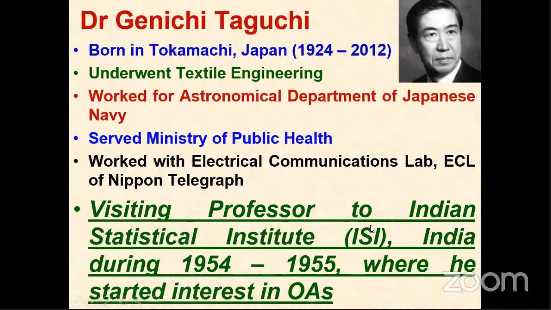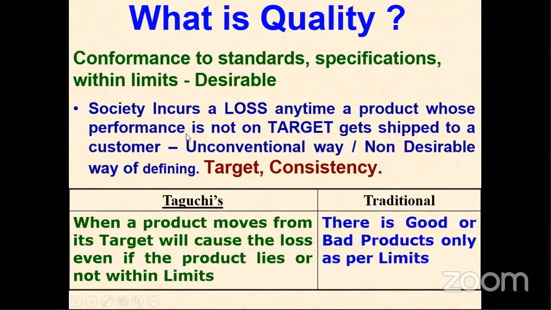He absorbed it, sent it to Japan and the US, and started spreading it. This OA was his crux. OA is orthogonal array, we will be seeing. Right. So there is something to understand.